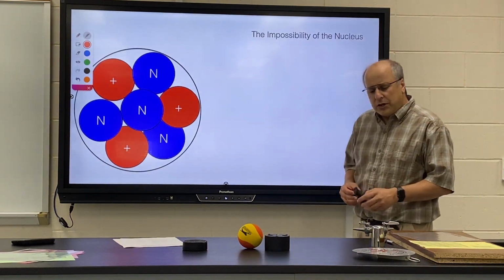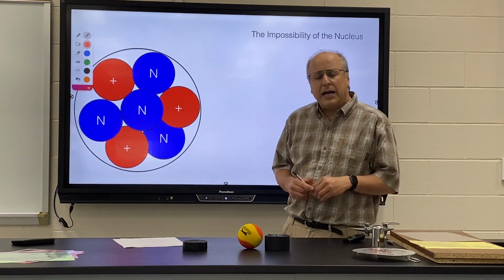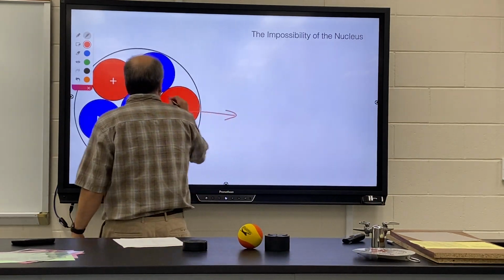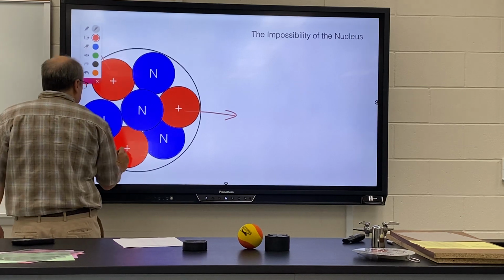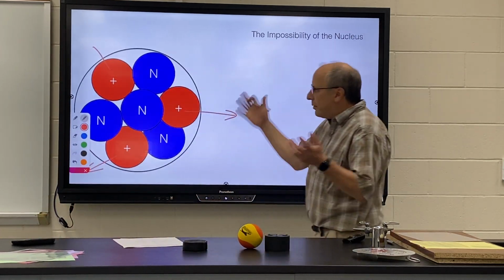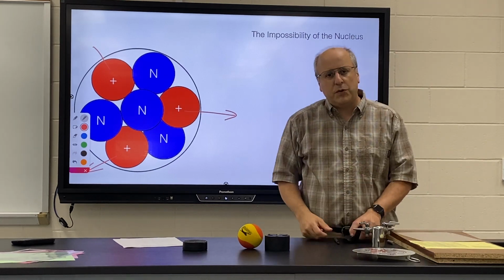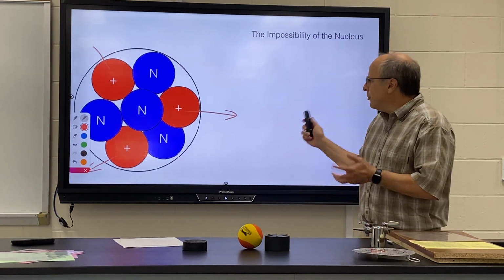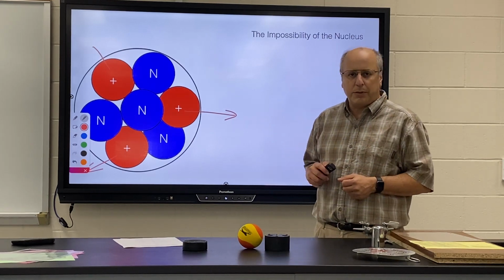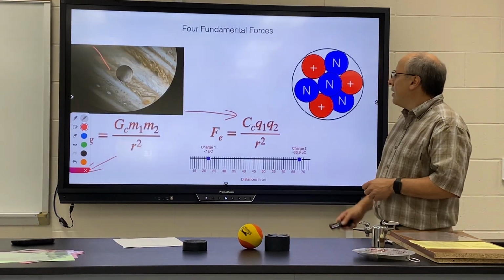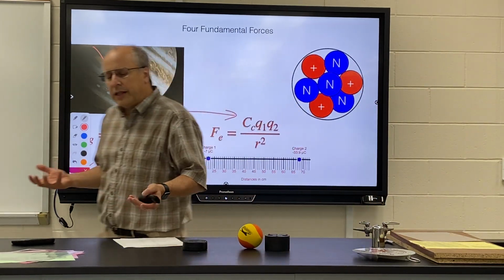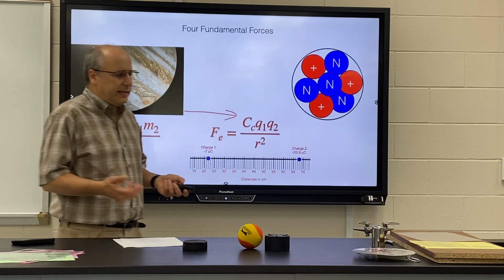The first thing you should know about the nucleus is the impossibility of it based on what you already know. We know that positive charges should repel other positive charges, so this nucleus should blow itself apart in just a few nanoseconds. The neutrons have no charge, so they have no hope of holding the protons in place. So if it's impossible to have nuclei, how is it that they exist?